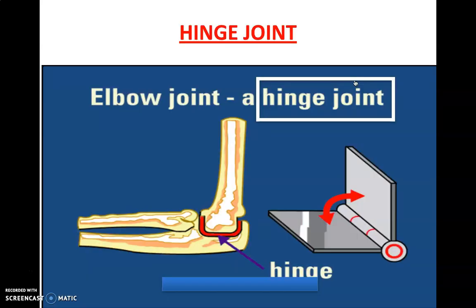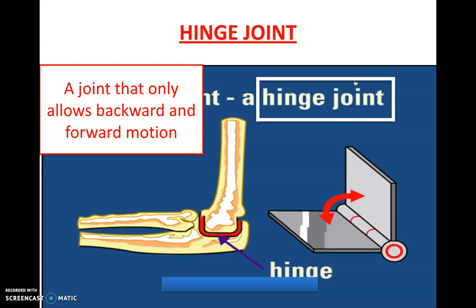Hinge joint. So imagine you can see the hinge on the right there. A hinge can just move in place, so forwards or backwards, basically, up or down. So elbow joint is a type of hinge joint, and it only allows backward and forward motion, and it's located in the humerus and the ulna.